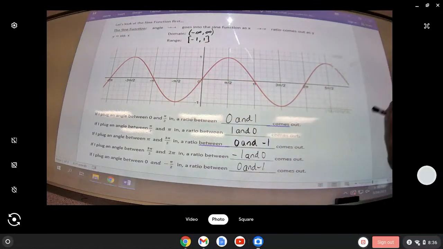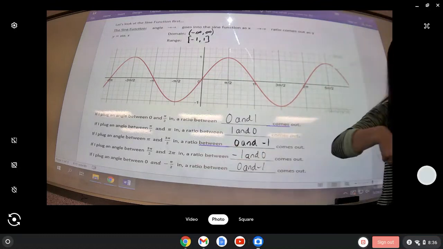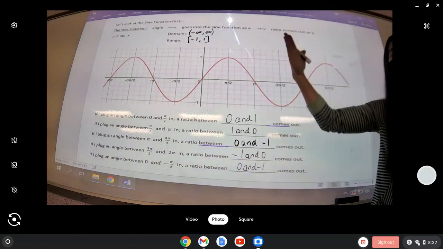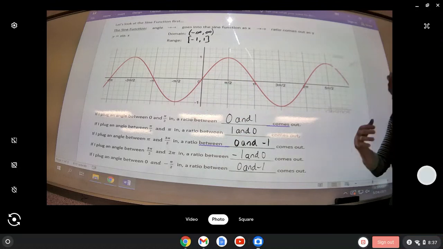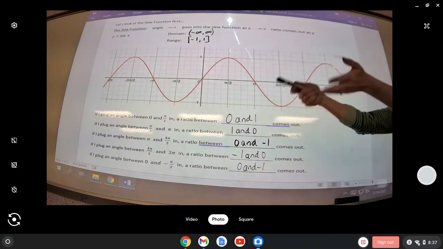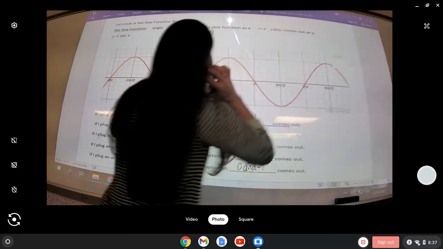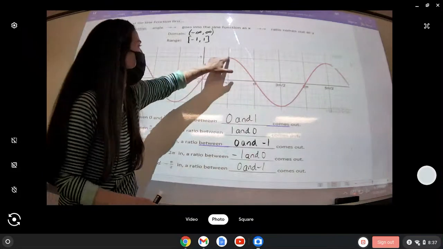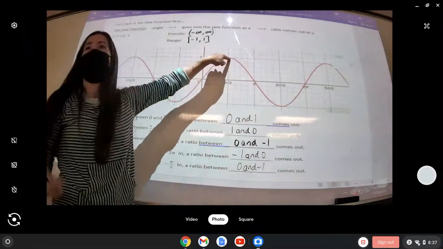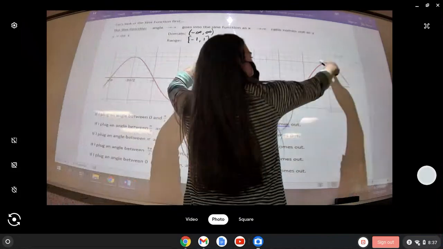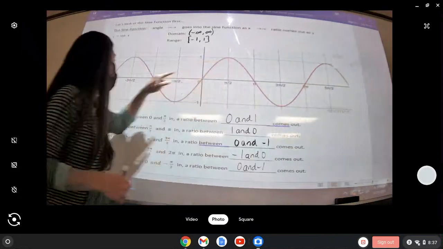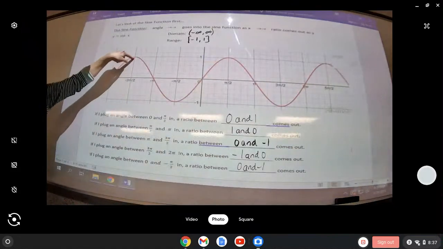Okay. So that's how the sine function works. You plug an angle in, it's going to spit out a ratio between 1 and -1. We need to figure out, though, that the inverse can't exist over the entire graph. Because, guys, think about it. Here's the ratio of 1. Pi over 2 makes 1 come out. But so did 5 pi over 2 make 1 come out. And so did -3 pi over 2 make 1 come out.